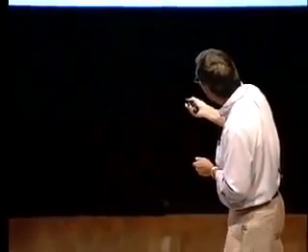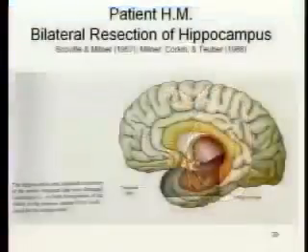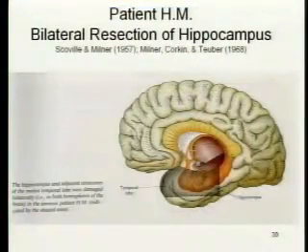Yeah, they took it all out. They took this whole shaded area here, the interior portion of the temporal lobe, including the hippocampus, the amygdala, some other structures here. They just went in and scooped it out. You've got to remember that this was an act of desperation on the part of everybody. HM didn't want to live with these seizures anymore. They're terrible seizures. Just really, really terrible. And there was no other way to control them. It was an act of desperation.